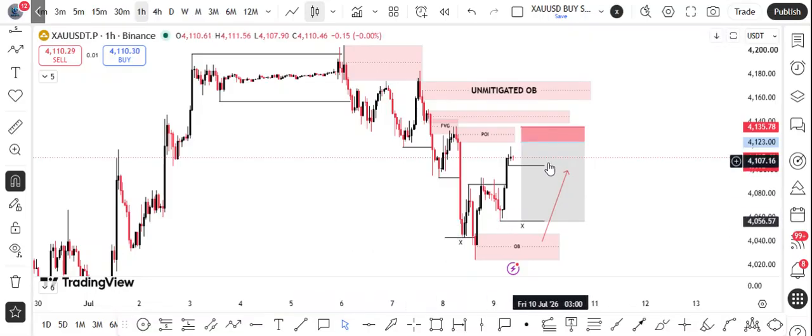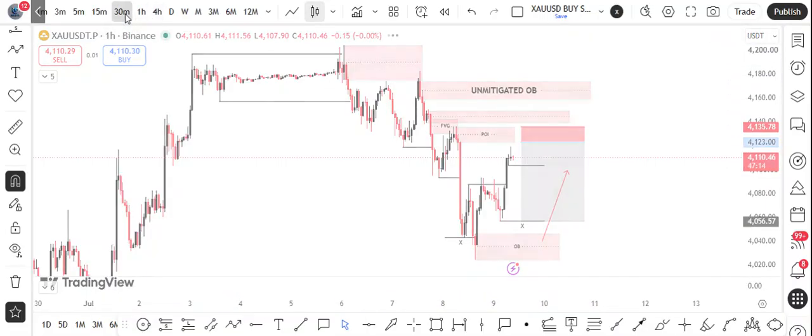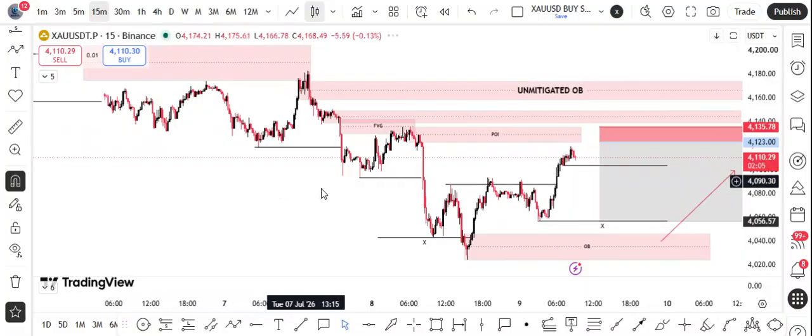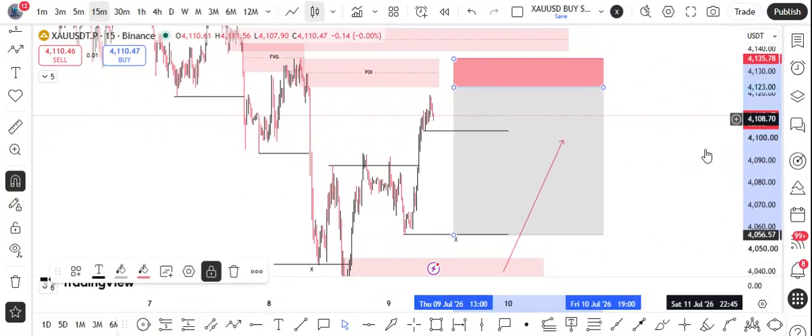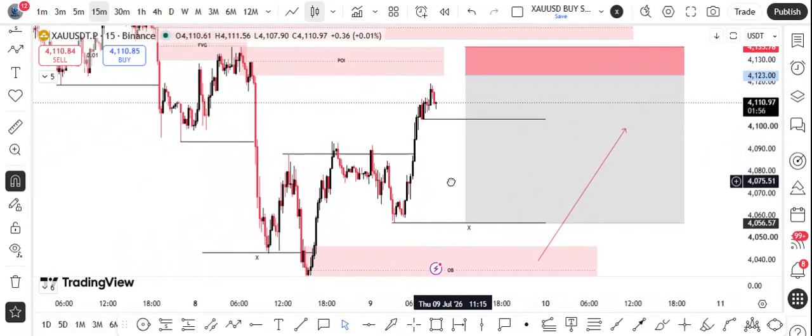So this is what I can do for gold today. When you go down to 30 minutes or 15, you can see that this is what we're talking about. If you go to 15 minutes, it's more clear. You will be able to see even more than you could see before.